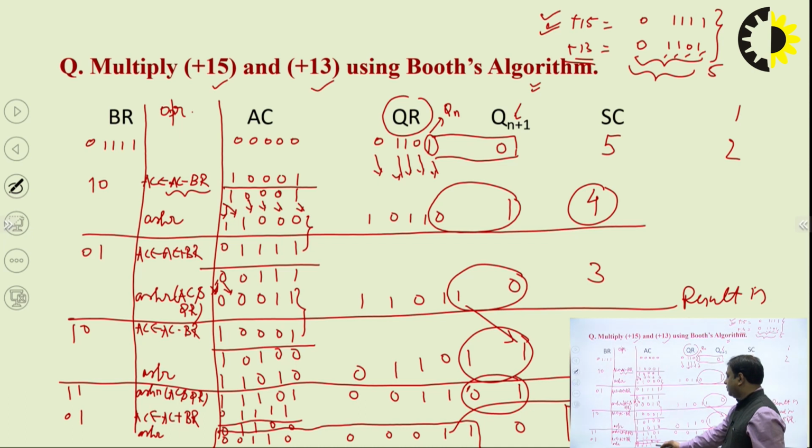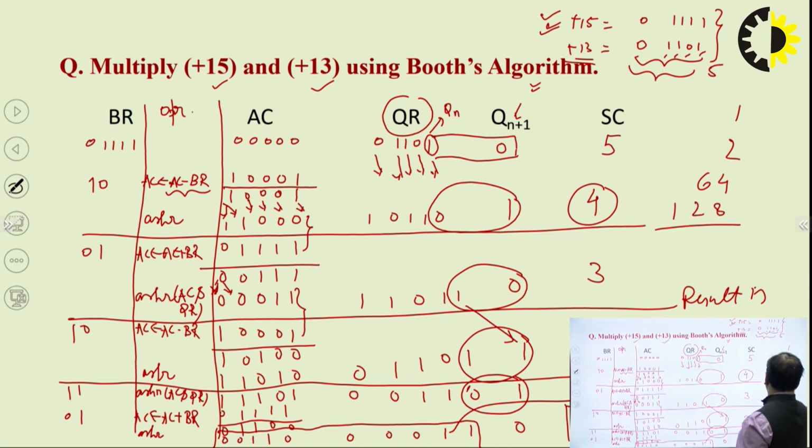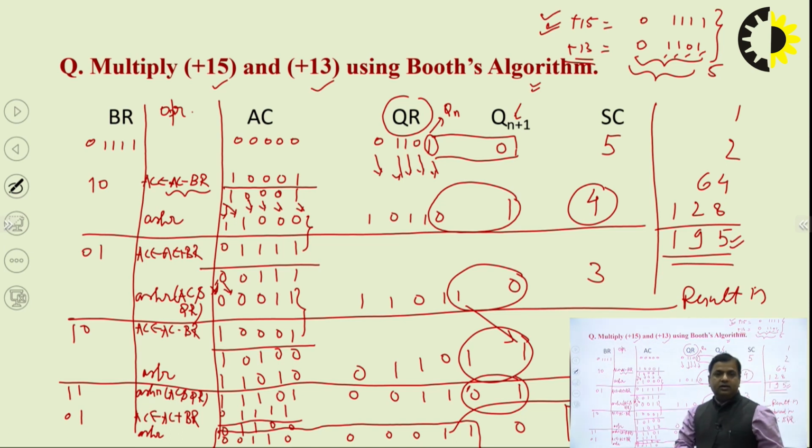16, 32, 64, then 128. If I add these numbers, 1 plus 2 3 plus 4 7 plus 8 15, 1 carry, 7 plus 2 9, 195. So if you multiply the 15 into 13, we will find the same number in decimal, right. So you can check whether you have done it correctly or not, right.